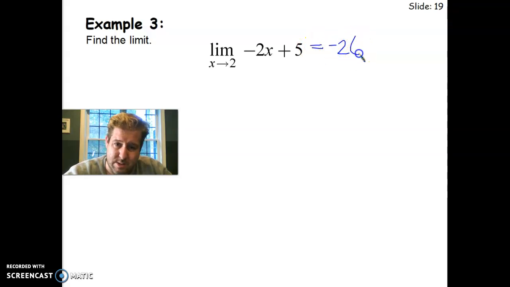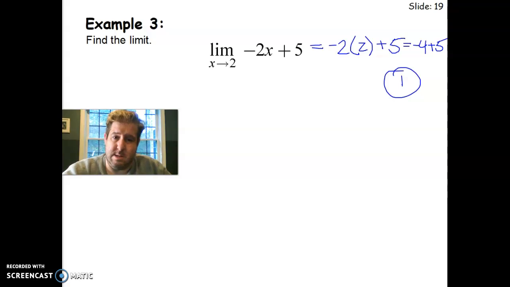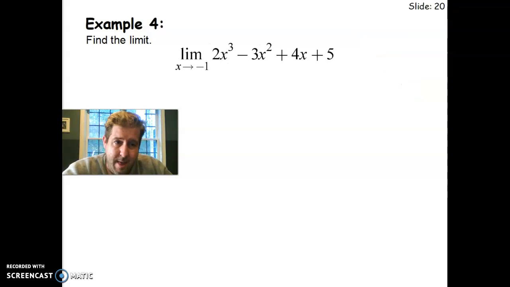So negative 2 times 2 plus 5, that's going to work. Negative 4 plus 5, that's a really easy problem. The answer is 1. So the limit is 1 as x is approaching 2. All right, so this time I'm going to do the exact same thing and just plug in, see what happens.